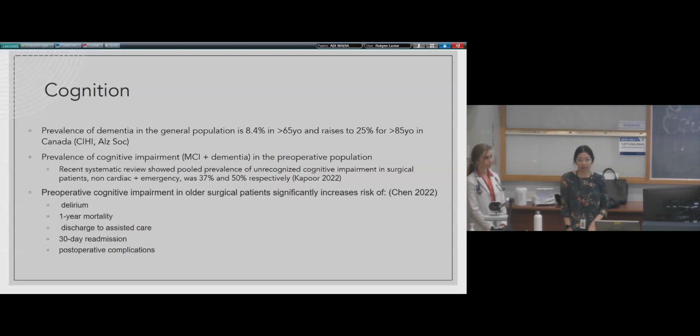And then we also know, based off multiple studies, that preoperative cognitive impairment in older surgical patients significantly increases the risk then of postoperative delirium, 1-year mortality, especially if they're more in that dementia subset, discharge to assisted or higher level of care, readmission, and overall postoperative complications.